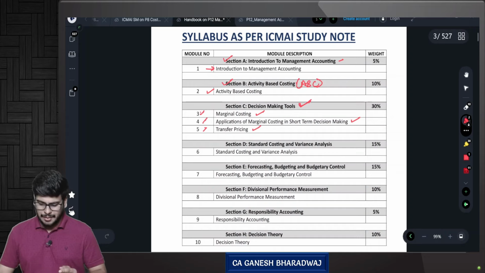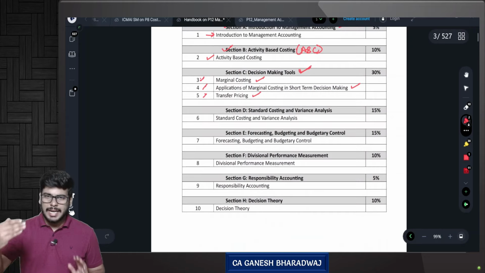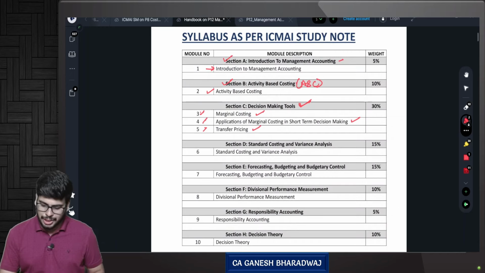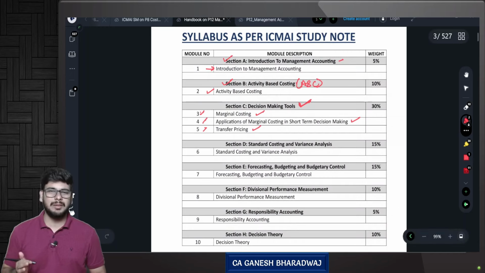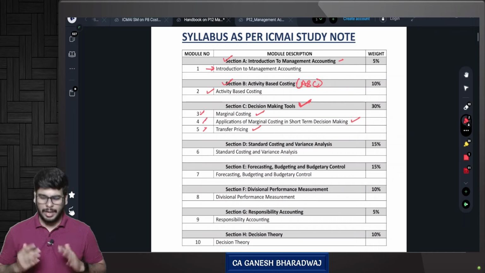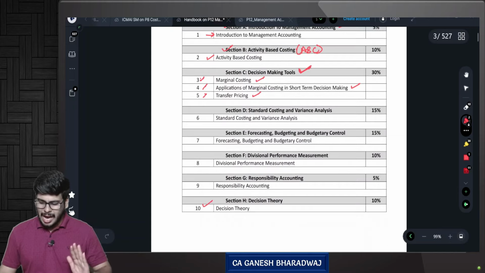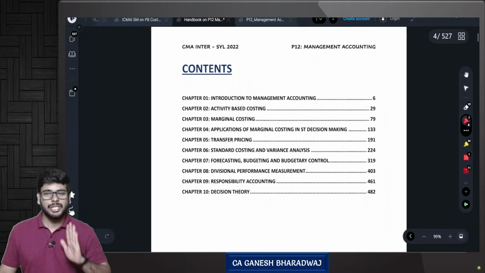Similarly, for all other sections, inside a section there is generally only one module. Only in Section C do you have three modules. In other words, overall you have 10 modules. I have just made it as 10 chapters.